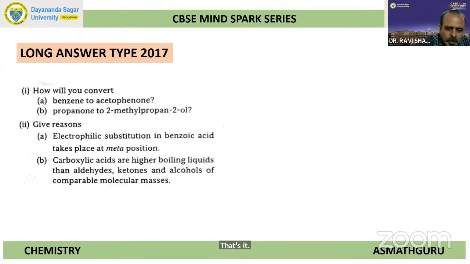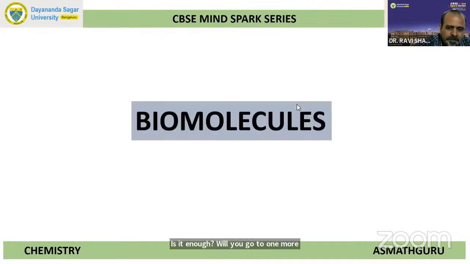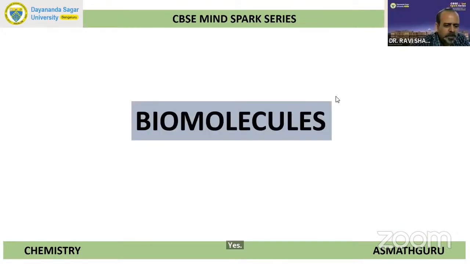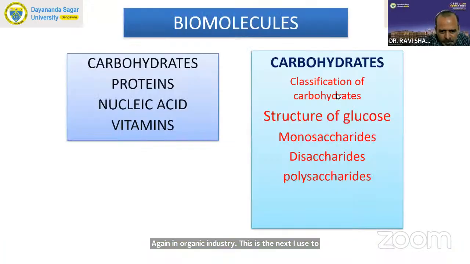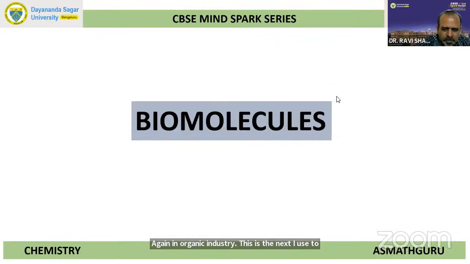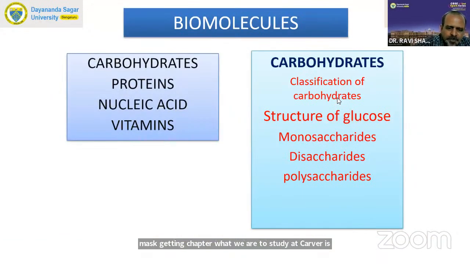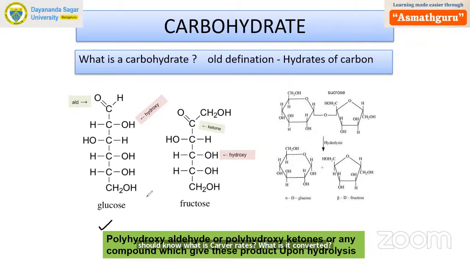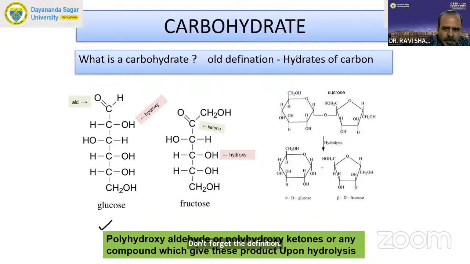Is it enough? We'll go to one more chapter, biomolecules. Again, in organic chemistry, this is the next highest marks-getting chapter. What do we have to study here? Carbohydrates first. You should know what a carbohydrate is. Don't forget the definition: polyhydroxyaldehyde or polyhydroxyketone. That's enough.